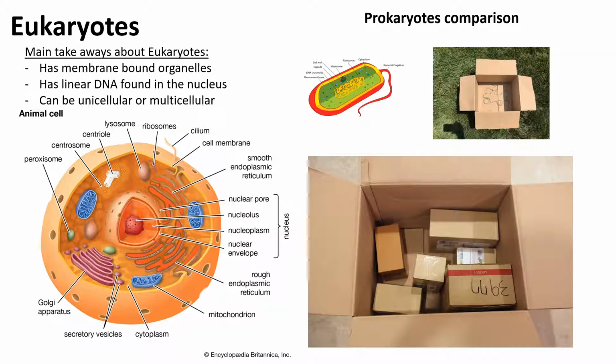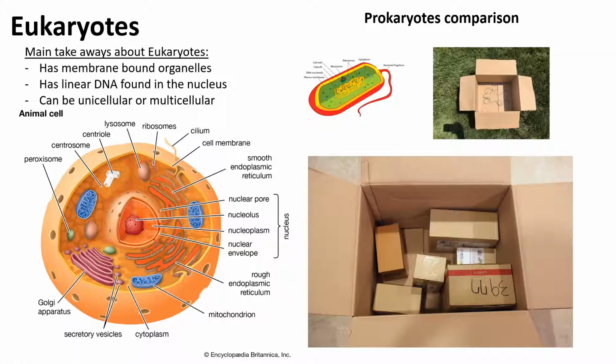The second main feature of eukaryotes is that they have linear DNA found in the nucleus, as seen here. Eukaryotes have much more genetic material than prokaryotes, and it must be organized in a different fashion. These cells put the DNA in the nucleus to keep it safe, and they also make it linear.